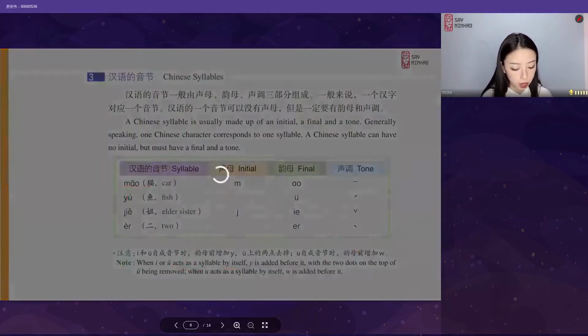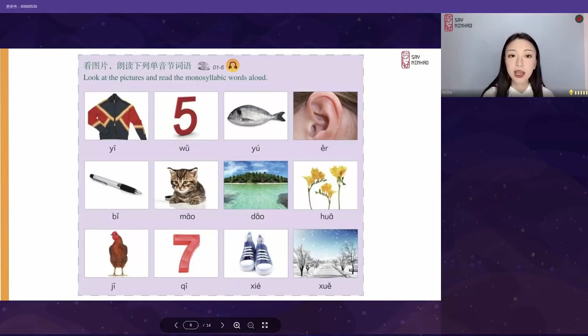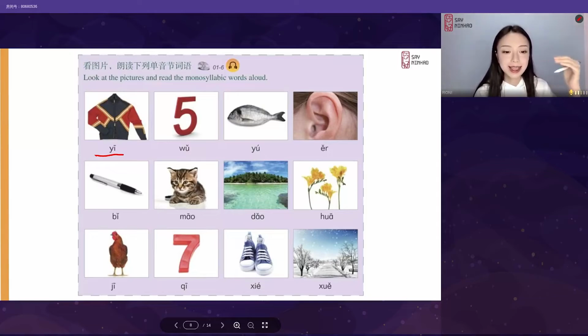Now let's move on to next part. Next part is practice. Now let's try to practice these monosyllabic words. First one is yi. It means close. As we can see, here the final is i, right? The final is i, and i itself acts as a syllable. So we put this initial y in front of it, and we get rid of this dot. And then we put the tone on it, tone mark. So it is yi. Yi means close.